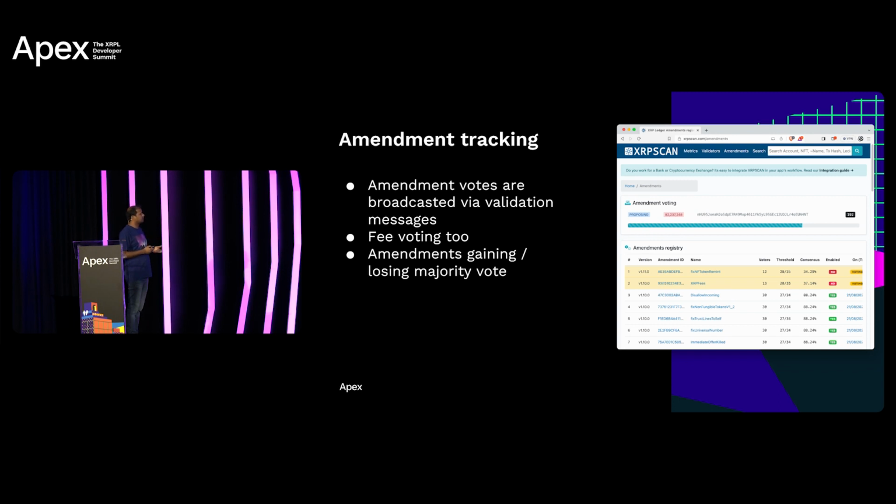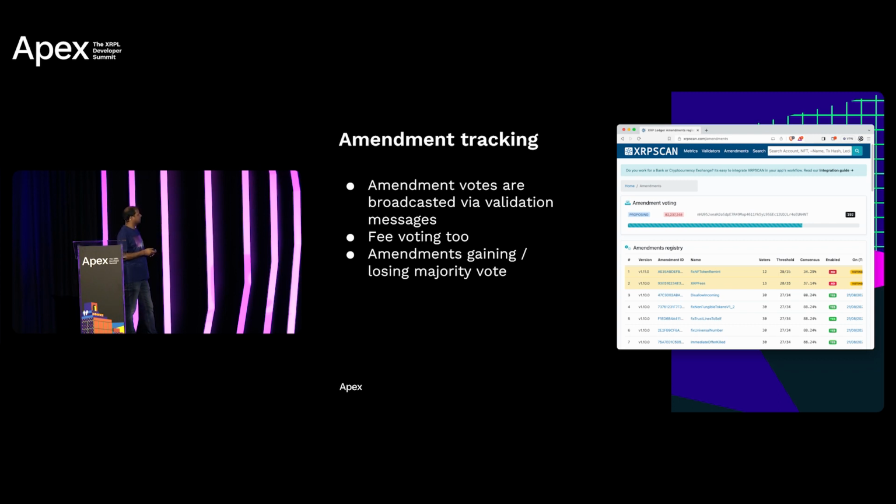Fee voting, for example, also comes via validation messages. There is a separate property over there. Recently, I think 1 or 2 years ago, we dropped the account reserve from 20 XRP to 10 XRP, and the owner reserve also we dropped. That voting also happens via validation messages. Each validator emits its own preferences, and when we reach a consensus, everybody sets that as the fee.